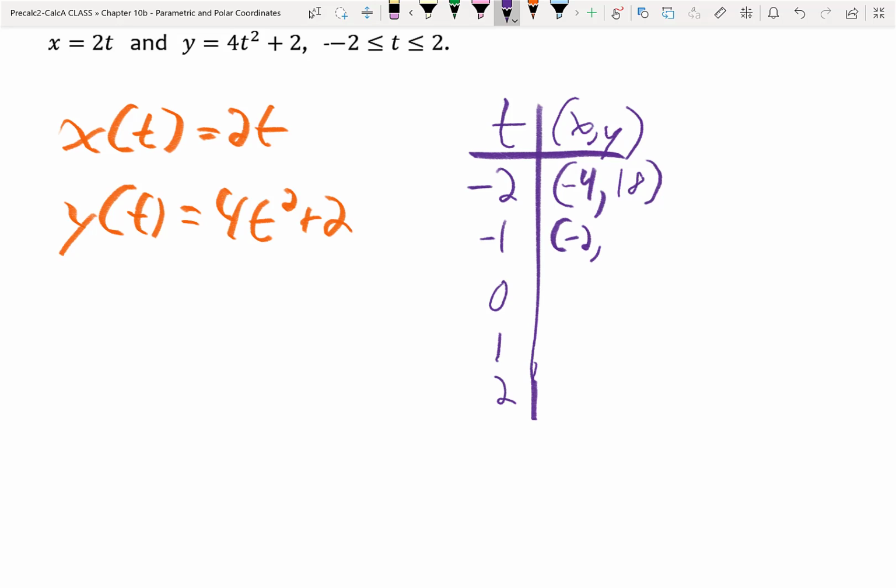-1 is -2 and 6. 0 and 2. 2 comma 6 and 4 comma 18 because of the symmetry.